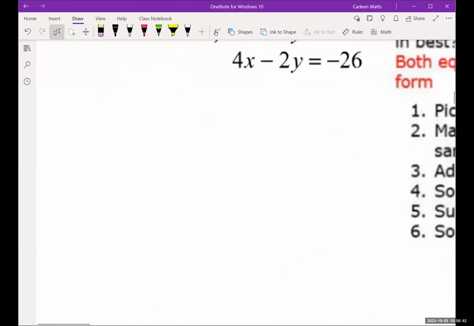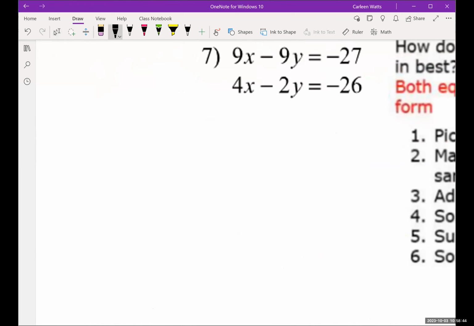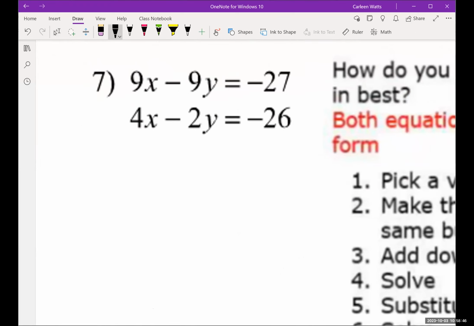This one's tricky. Number 1, this is in standard form. Okay, there is not a variable that's easy to cancel. So we're just gonna pick one. Which variable should we cancel? Should we just pick x? Let's just pick x.